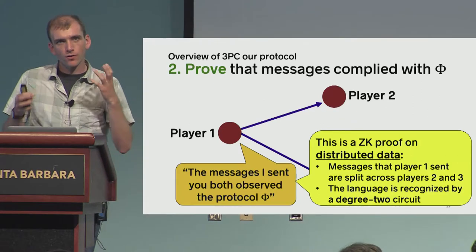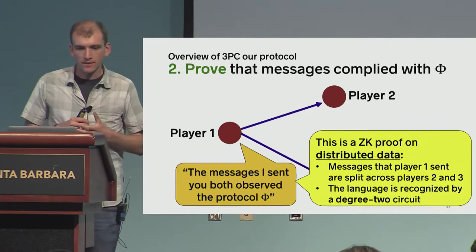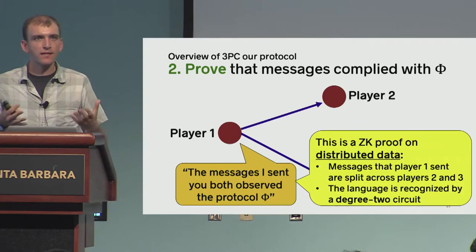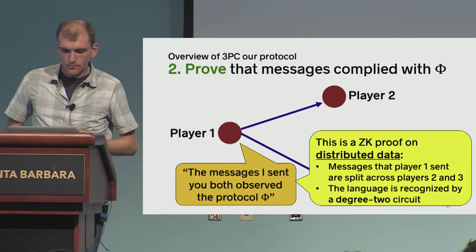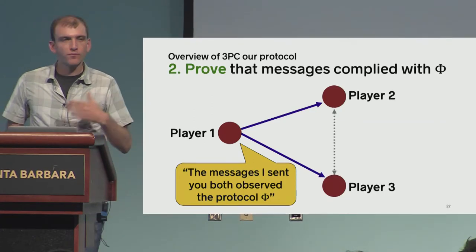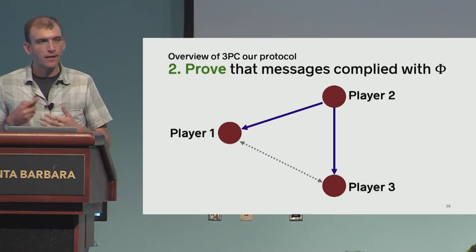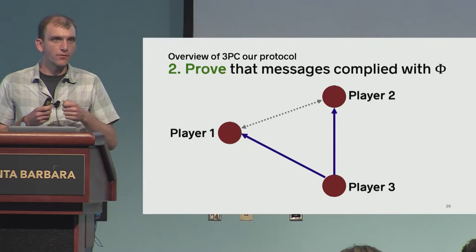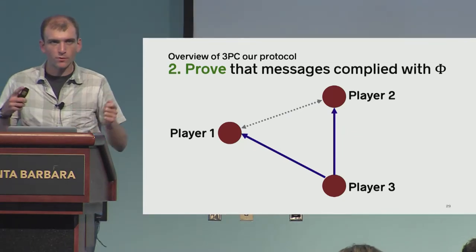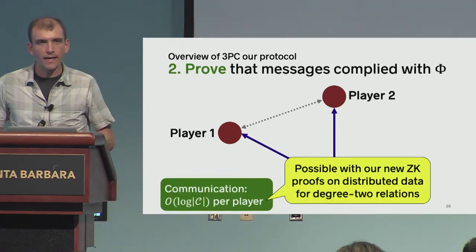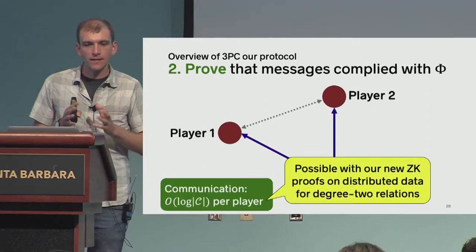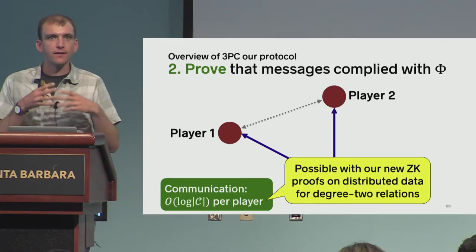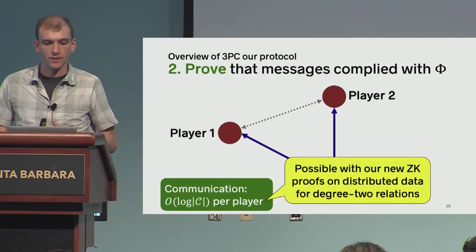And because this protocol has the degree two property that I mentioned, this language is actually recognized by a degree two circuit. So player one completes this proof, players two and three check the proof, then player two proves the same thing to players one and three, and player three proves the same thing to players one and two. So we do three of these proofs. And the communication complexity of this step is logarithmic in the size of the circuit. So this is how many field elements are required.